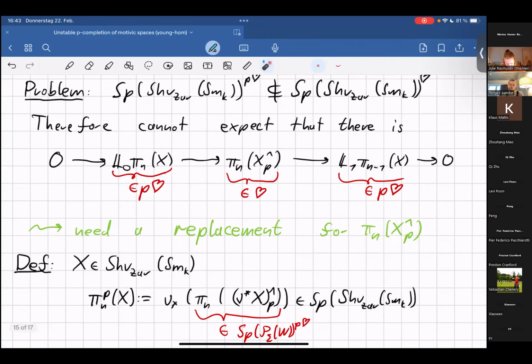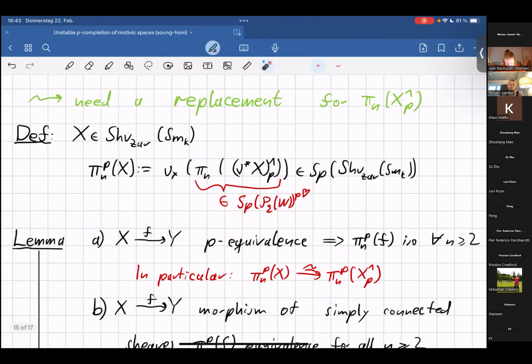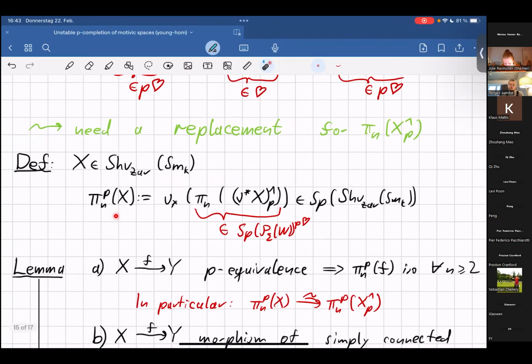So what we need is a replacement for this guy, which is living in the p-adic heart. And we can use the following definition. So for some Zariski sheaf X, we can just define the p-completed p-adic homotopy group of X by going up into the pro-Zariski topos, p-completing there. This is the easy stuff. Then take the normal pi n, which is actually living in the p-adic heart, as we saw before, and then pushing this down to Zariski sheaves.